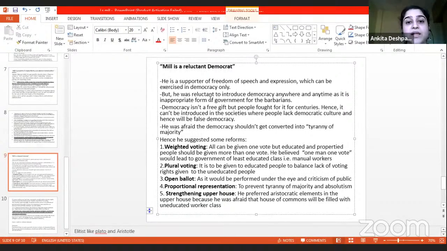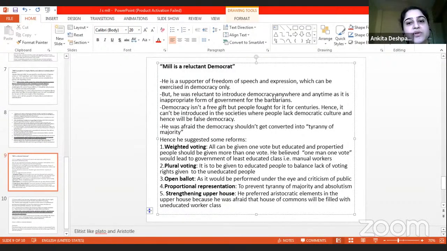Mill believed. But he was reluctant to introduce democracy anywhere and anytime, as it is an inappropriate form of government for barbarians. Generally, people who were not from Western societies were considered to be barbarians by J.S. Mill. I told you, J.S. Mill is an elitist, just like Plato and Aristotle. So if you're writing Plato and Aristotle, you can definitely say even J.S. Mill is elitist. While you're writing J.S. Mill, you can tell them, yes, Aristotle and Plato are elitist. Interlinkages of your syllabus. It shows that you know your syllabus very well. Okay, let's come back to the topic.